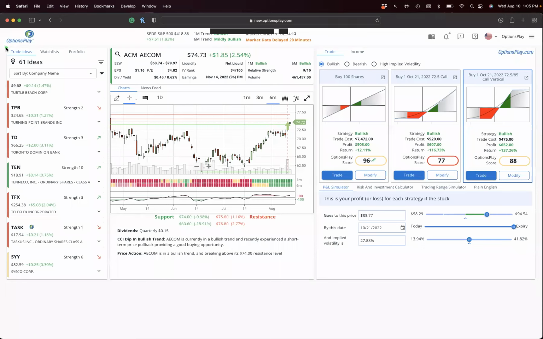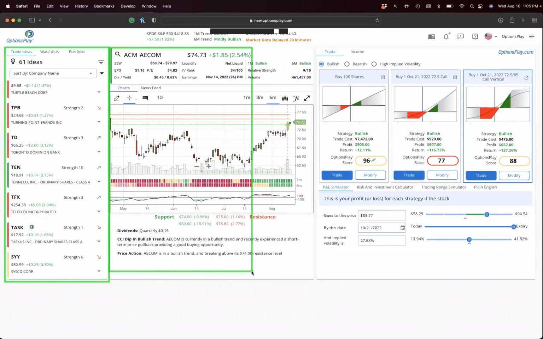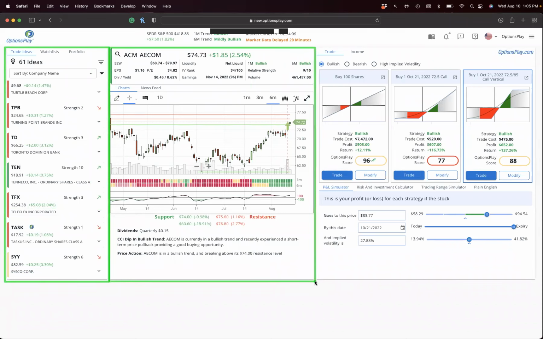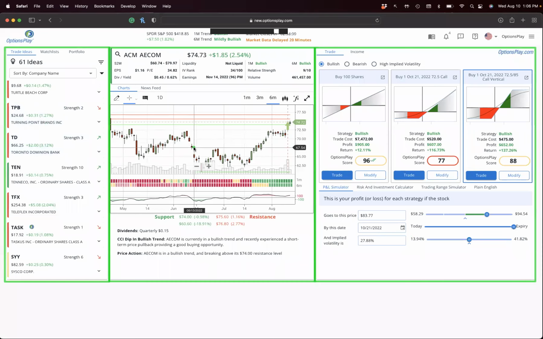So when you log into the platform, it's divided into three sections. You have trade ideas, watch list, and portfolio on the left-hand side. In the middle panel, you have what we call our security analysis panel. And on the right-hand side, we have trading and income. We call these three panels the what, the why, and the how of options trading.